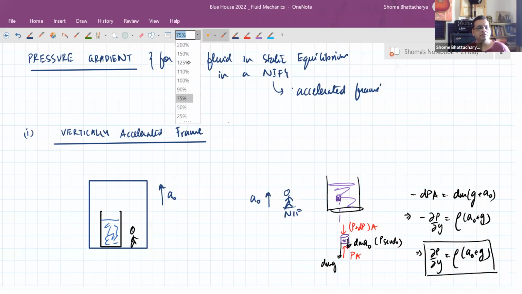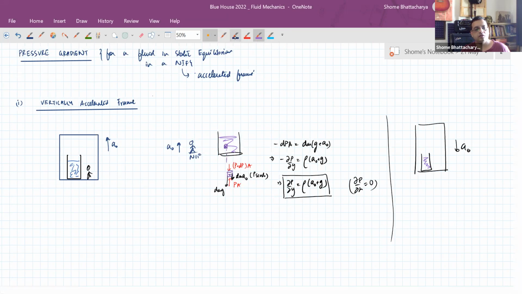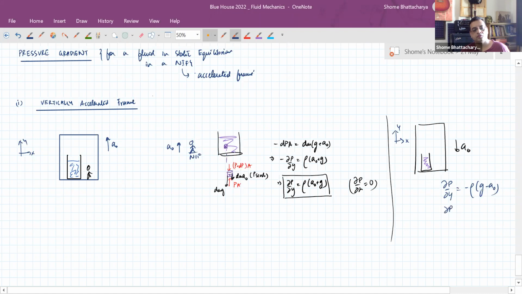Whereas the horizontal pressure gradient will be zero. Similarly, if we had a reference frame that is accelerated downwards like this, then inside this reference frame now the pressure gradient would have a vertical component of, in this case, del p by del y would be minus rho into g minus a naught, whereas the horizontal pressure gradient would be zero.